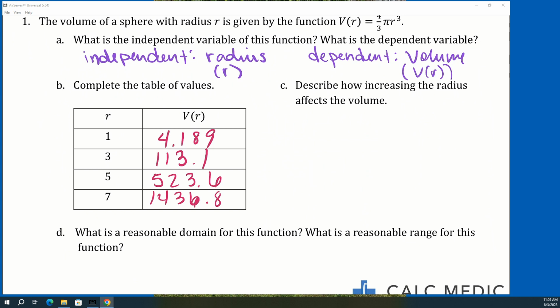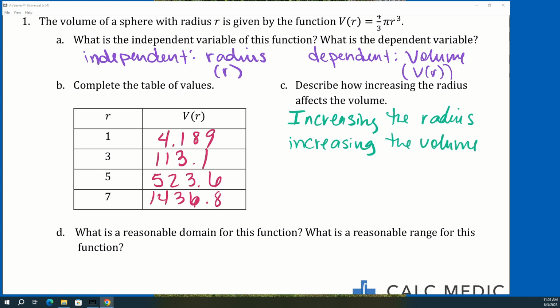What happens to the volume as the radius increases? It also increases. Does it increase at the same rate? Kind of like on the one on the front, it doesn't. It increases way faster. So we're going to try to word that. It makes sense. So increasing the radius increases the volume at a faster rate.